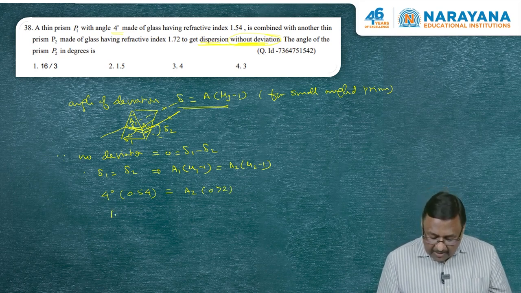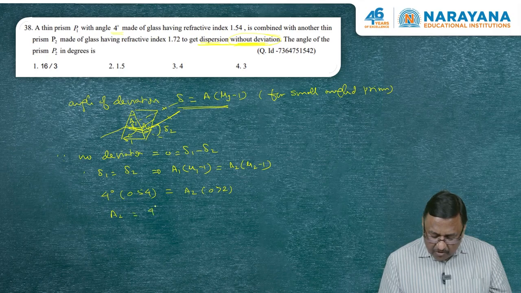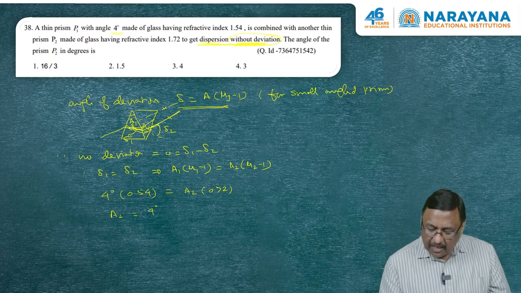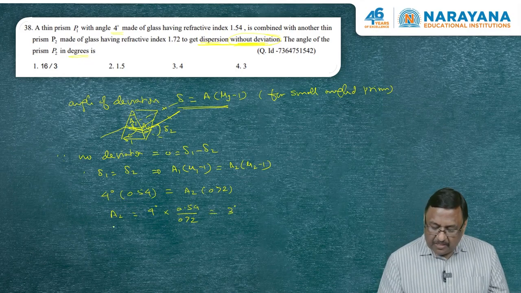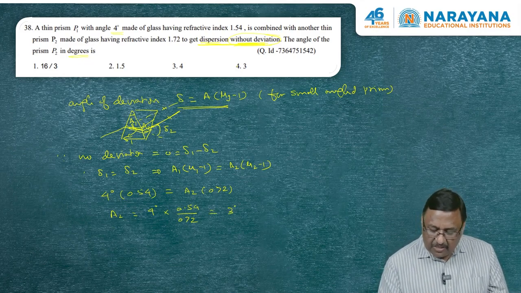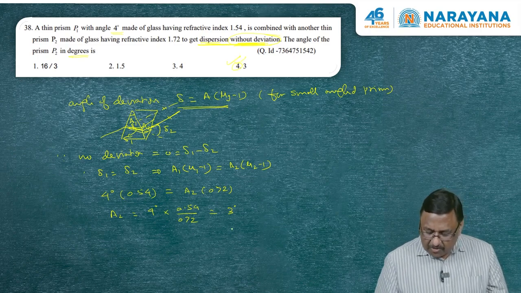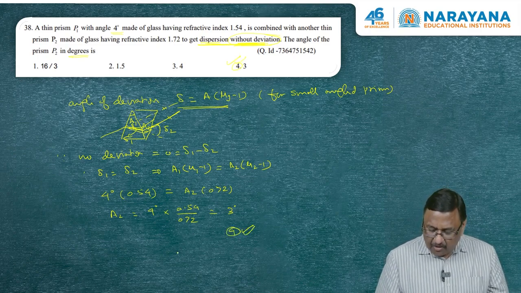So here he is asking to write A2. The A2 is going to be 4 degree. He is asking angle of the prism in degrees only. It is going to be 0.54 upon 0.72. The 18 cancels out. 3 upon 4, 4 cancels out, so you can write it is going to be 3 degree. That means A2 is going to be 3 degree. If you see all these, the 4th is the right option. That means 4th is the right option for this question.